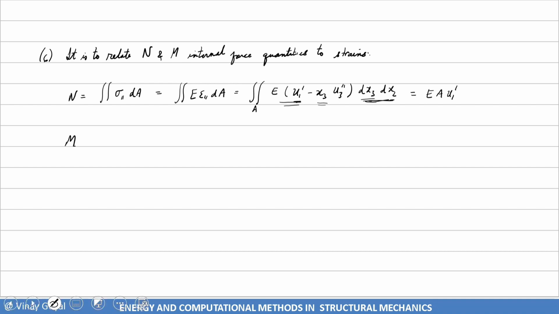For M, I'll have double integral of sigma 1 x3 dA, which is how we define bending moment. Double integral of E epsilon 1 x3 dA. And so that's double integral of E, and that's over the cross-sectional area A. And so now epsilon 1 is what? U1 prime, minus x3 u3 double prime. And I'll multiply it out like that.